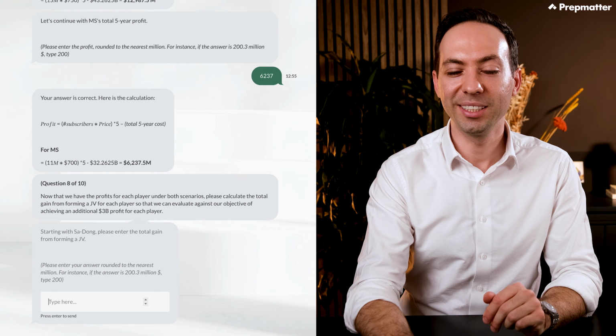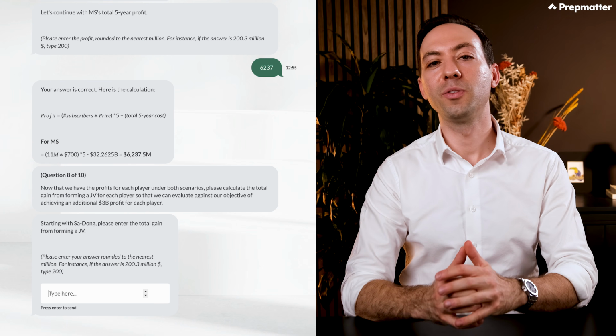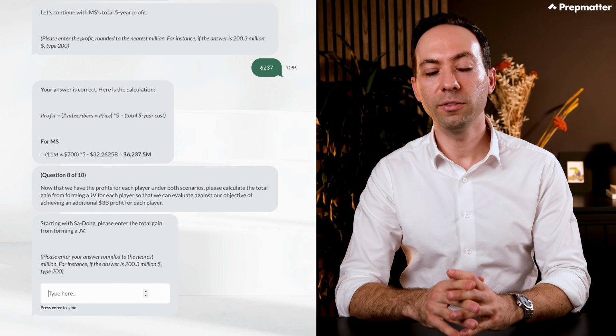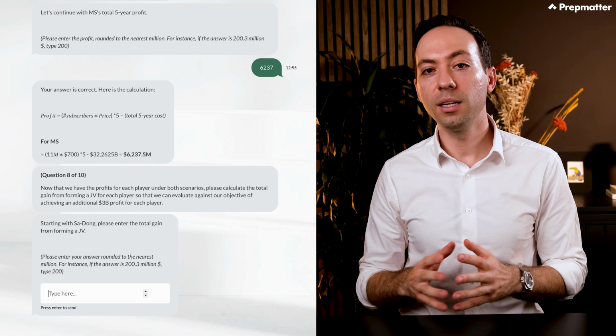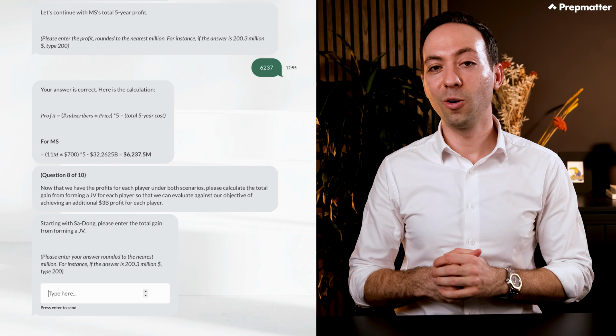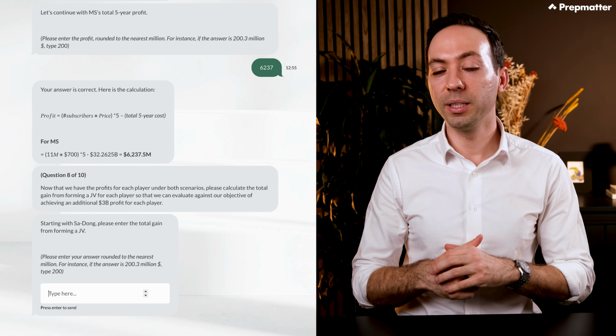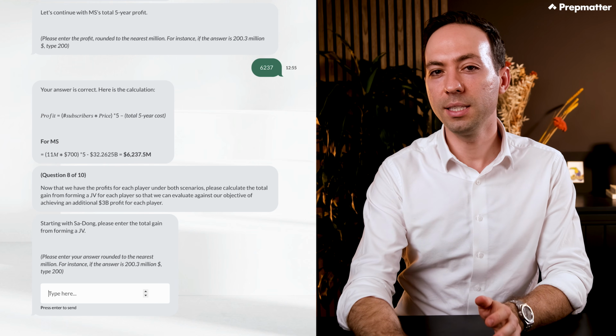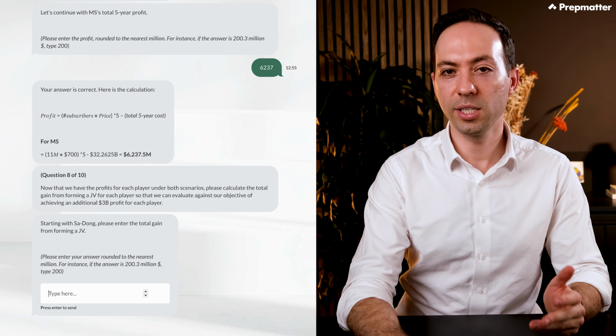Let's read the next question. Now that we have the profits for each player under both scenarios, please calculate the total gain from forming a JV for each player so that we can evaluate against our objective of achieving an additional $3 billion of profit for each player. Starting with Sadong, please enter the total gain from forming a JV.